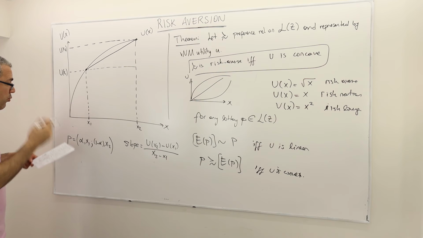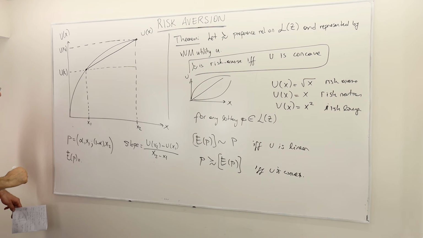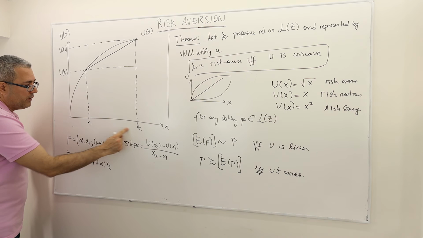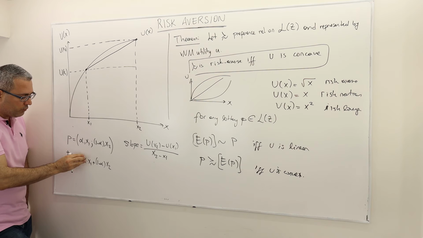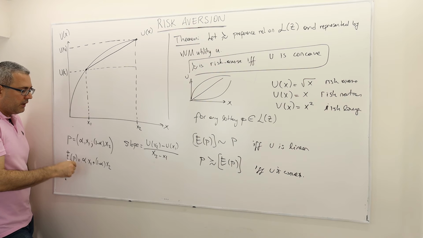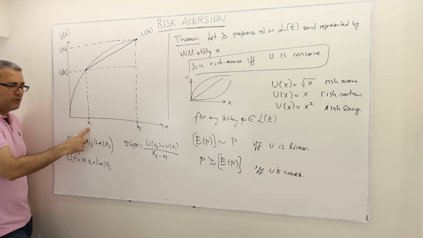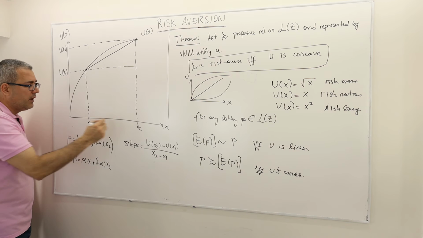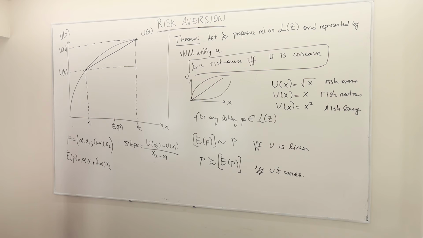Very good. So now I want to calculate the expected value of P. What is the expected value of P? Remember, it's alpha times X1 plus 1 minus alpha times X2. So, depending on alpha, this expected value is going to be somewhere in between X1 and X2. For example, if alpha is equal to 0, the expected value of P is exactly equal to X2. The opposite is if alpha is equal to 1, the expected value of P is exactly equal to X1. Another case, when alpha is 1/2, the expected value of P is exactly the midpoint between X1 and X2. But anyway, E of P is somewhere in between X1 and X2. Agree?